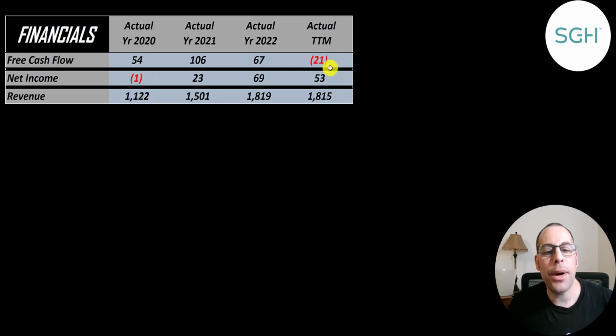Net income is the profit or loss on the income statement. It's revenue minus expenses. That's negative in 2020, positive after that. Revenue is the sales for the company, and that grows a good amount from 1.1 billion to 1.8 billion. It is flat in the trailing 12 months.